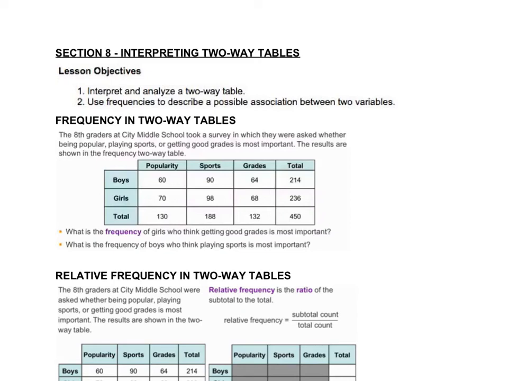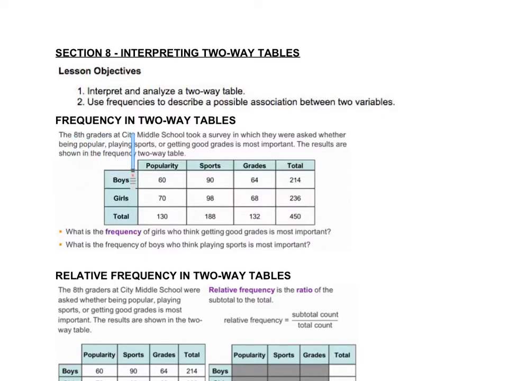This is a video over Section 8, and this is Unit 3. What we're going to be doing is interpreting two-way tables, all right? So we filled out two-way tables in the last one. Now we're going to take a filled-out table, and we're going to interpret and analyze that table, okay? We will use frequencies to describe possible association between these two variables, all right? So let's take a look at the first one.